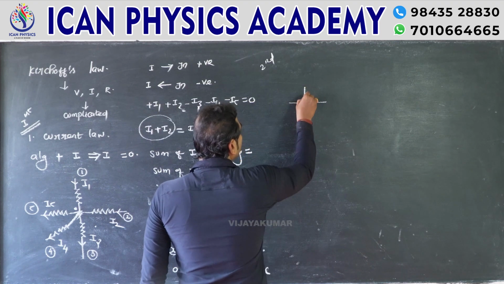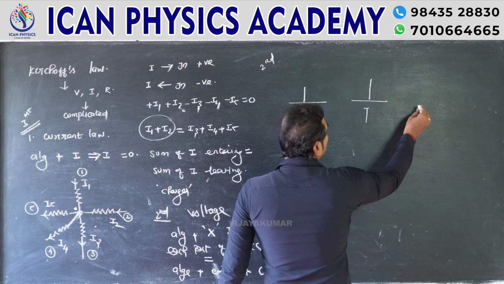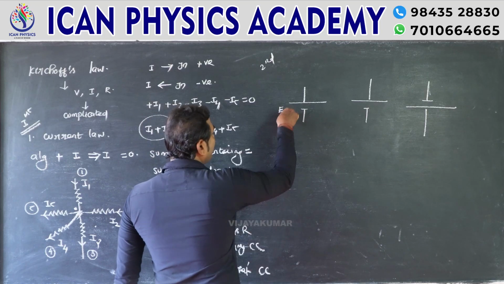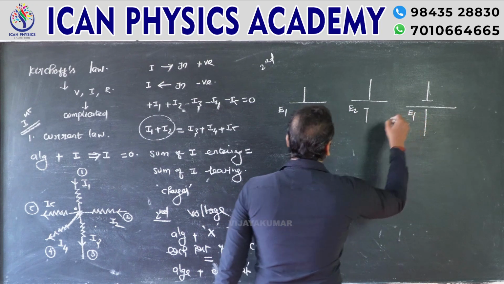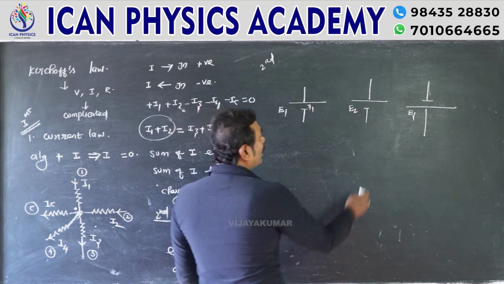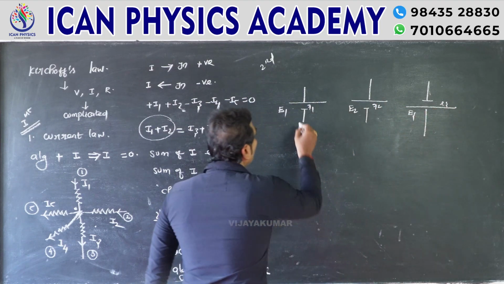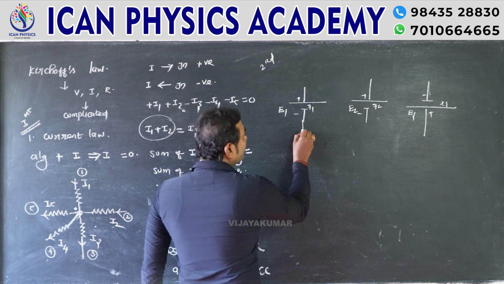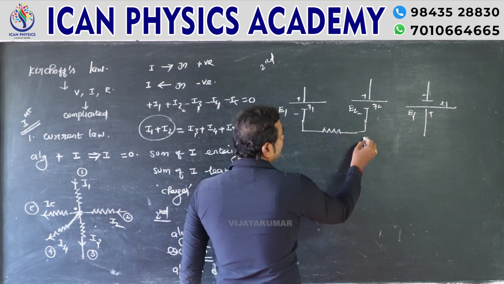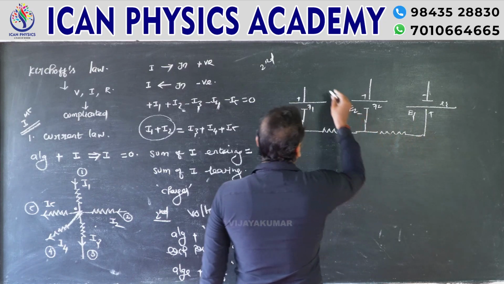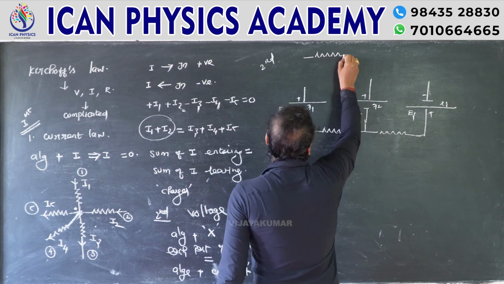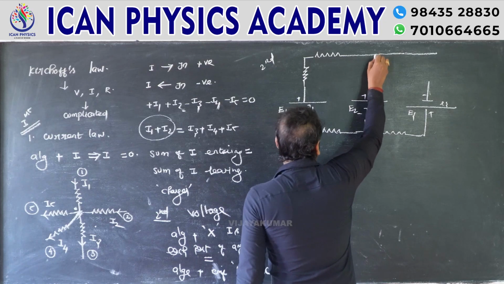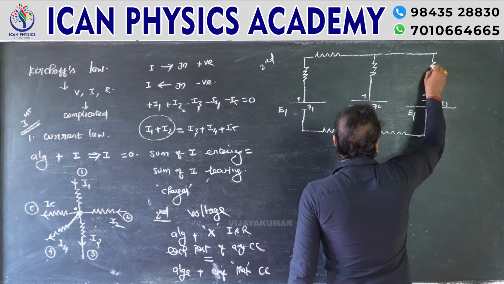Now we have three batteries of EMF E1, E2 and E3, and their internal resistances are R1, R2 and R3. Now it's plus, minus, plus, minus, minus, plus. Here between the two, a resistor is connected. At the top, you have one resistor. Then three resistors are connected in between. Like that we have a special circuit.